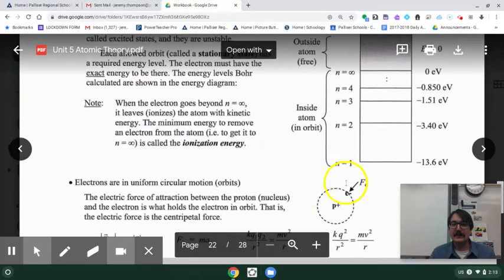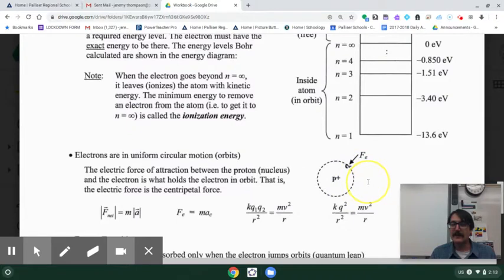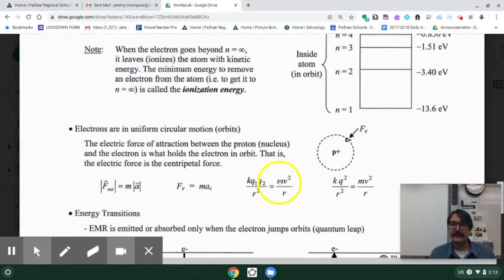Electrons are in uniform circular motion orbits. So his model is all about them moving in these perfect circular orbits. Electric force of attraction between the proton nucleus and the electron is what holds the electron in orbit. That is, the electric force is the centripetal force. And it's a center-seeking force, right, for the electron directed towards the proton in the center.